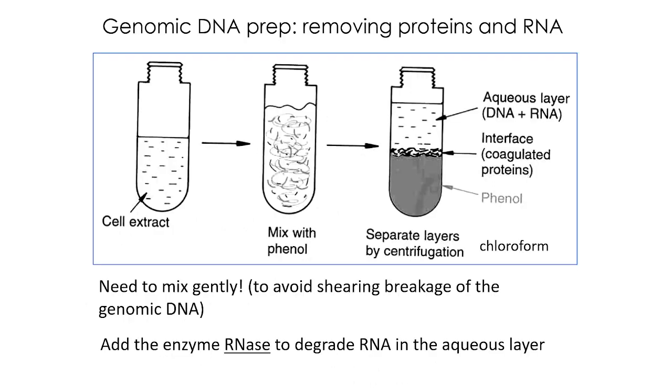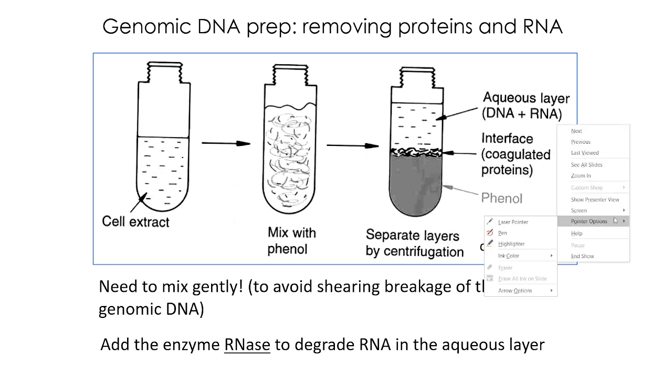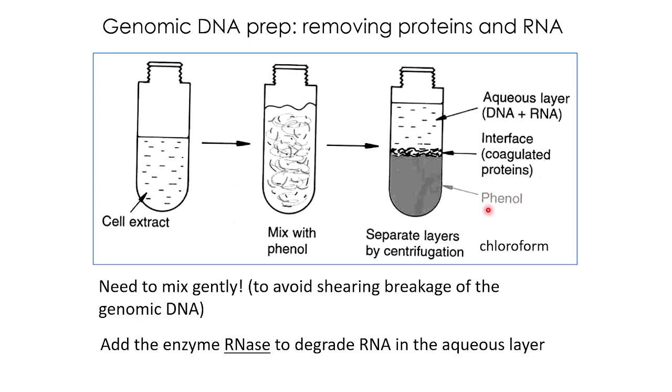Now, this cell extract contains your DNA, RNA and your protein. So what you do is you mix it with phenol, and then separate the layers by centrifugation. Your aqueous layer is going to contain your DNA and the RNA, whereas your interface will mostly contain your coagulated proteins, and in the bottom you're going to have your phenol. So this is your phenol chloroform method of separation.